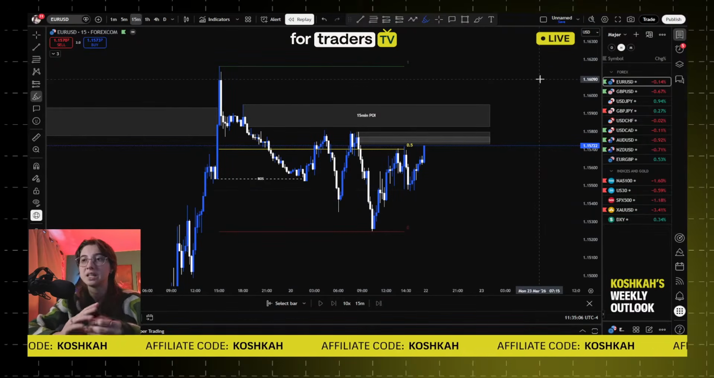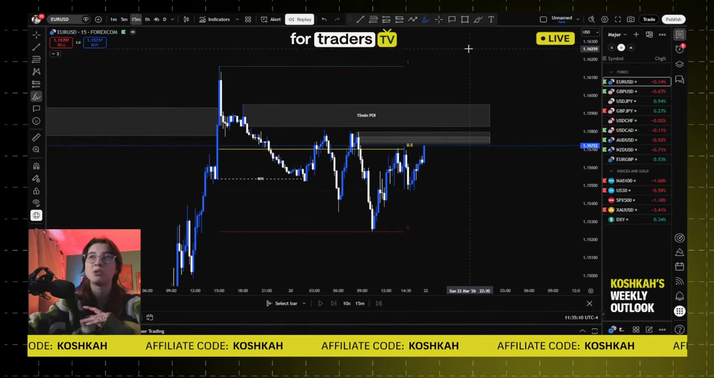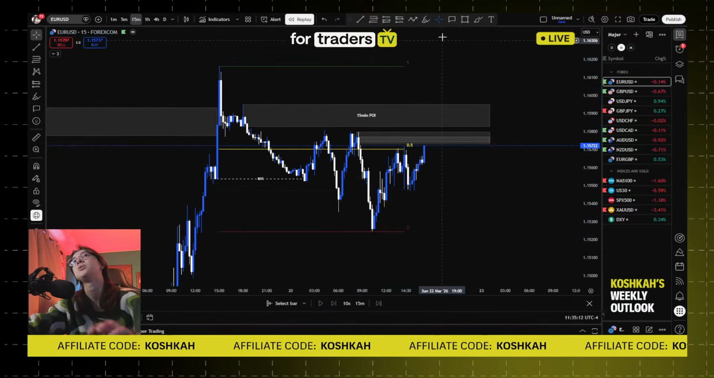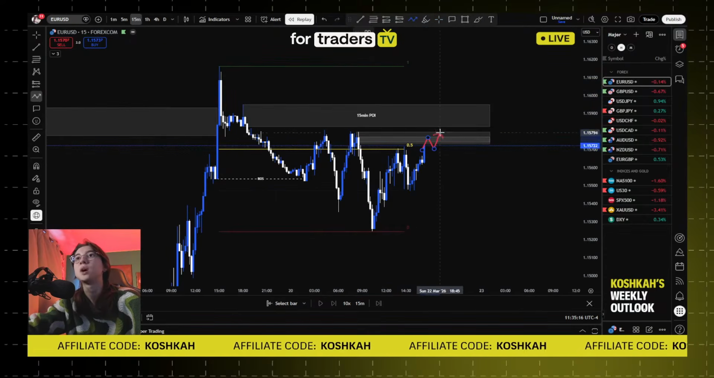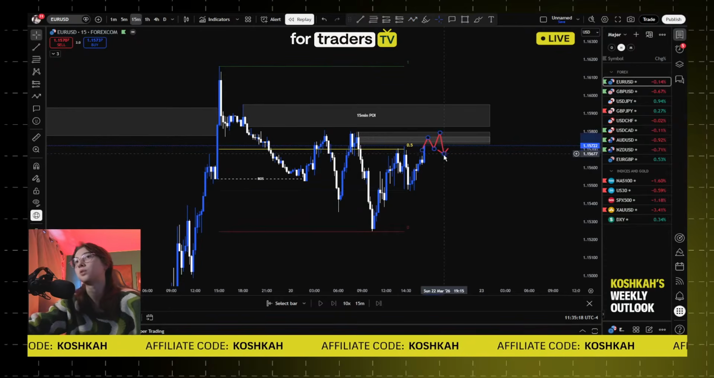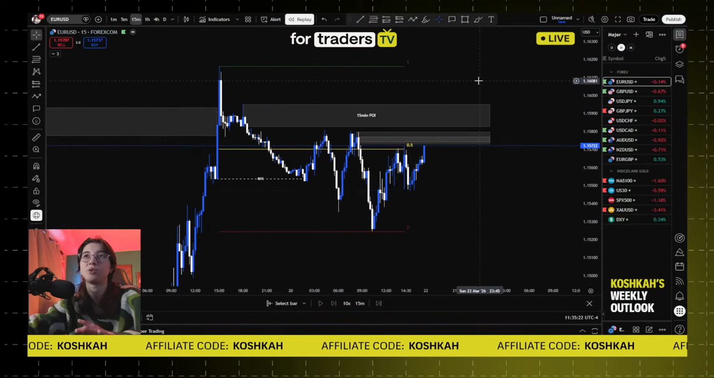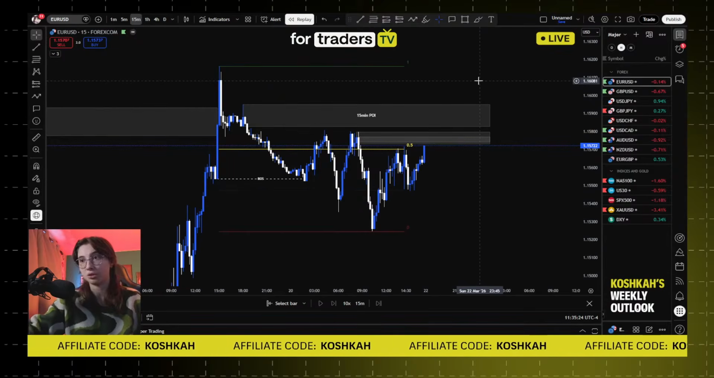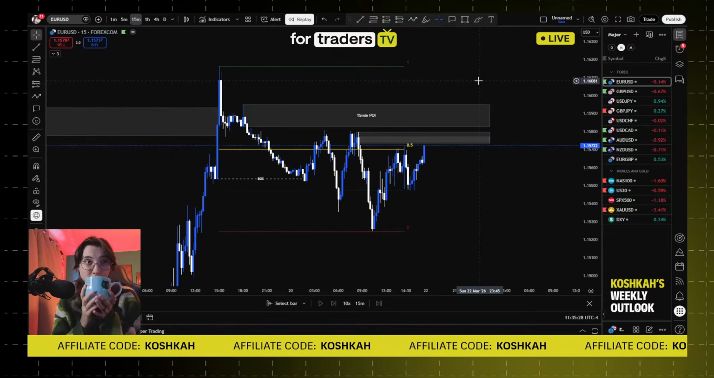So what happens in this case? You actually need to wait for a 1 minute break. At any of those POIs, you need to wait for a 1 minute break. So when price mitigates those POIs, you need to go to the lower time frame and wait for a 1 minute break to look for a lower time frame entry, because the high time frame, right here on the 15 minute, is not good. So let me just drink my coffee and then I'm going to get back to you guys.